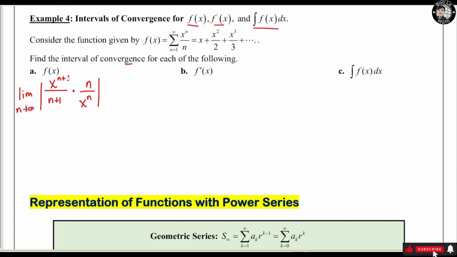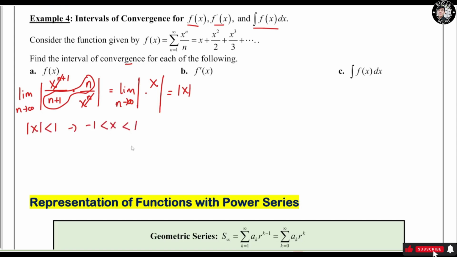Now s raised to the n plus 1 and this one cancel out, you have s left. So it's the limit of the absolute value of s when n approaches infinity. This guy right here equals 1, so it's only the absolute value of s. Now, in order for this one to be convergent, you need the absolute value of s less than 1, or -1 less than s less than 1.